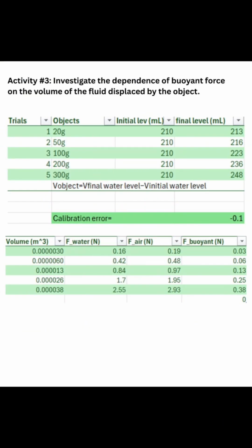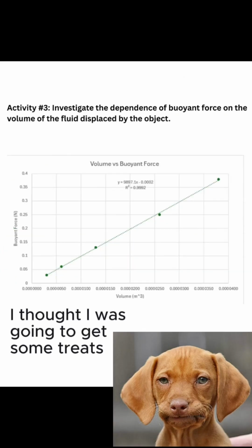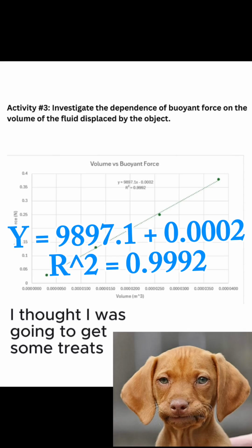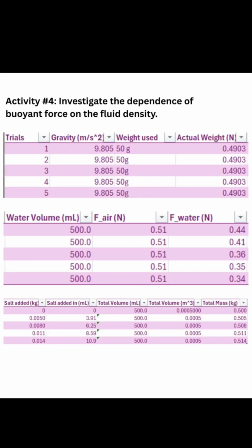Our expected value was 9,800, and our percent error was 0.99%, which can be shown in our buoyant force versus volume graph. Our R-squared value was 0.9992, and our equation of the line had a slope of 9,897.1 and a y-intercept of negative 0.0002.